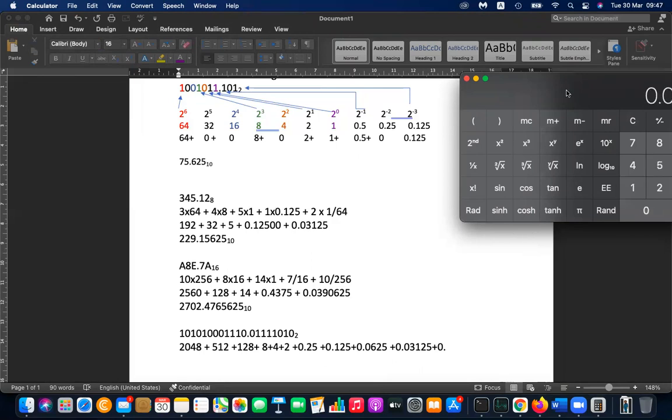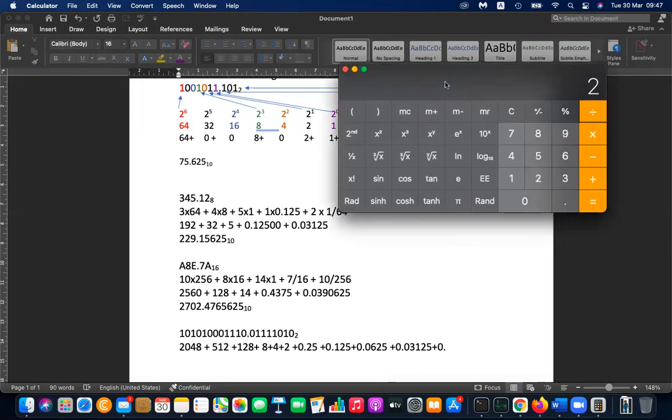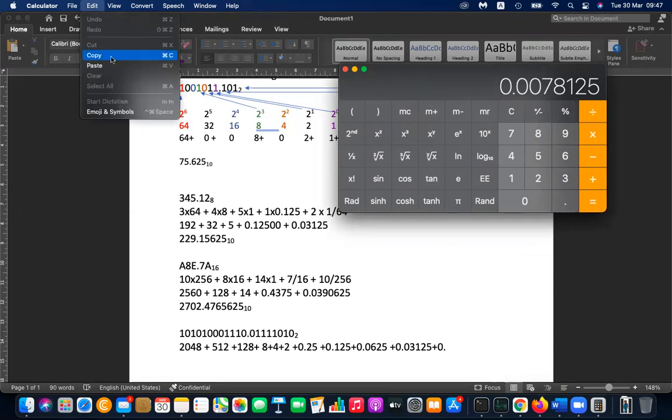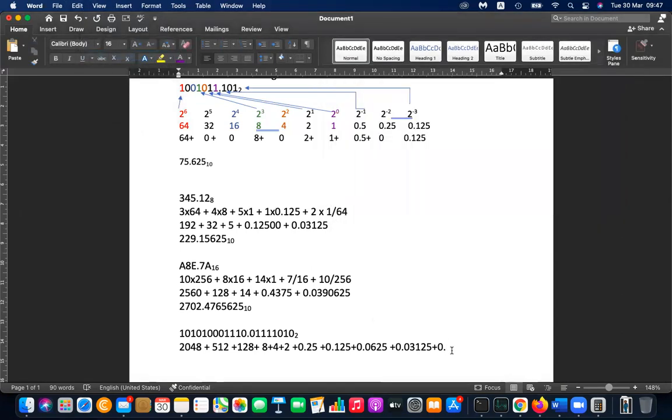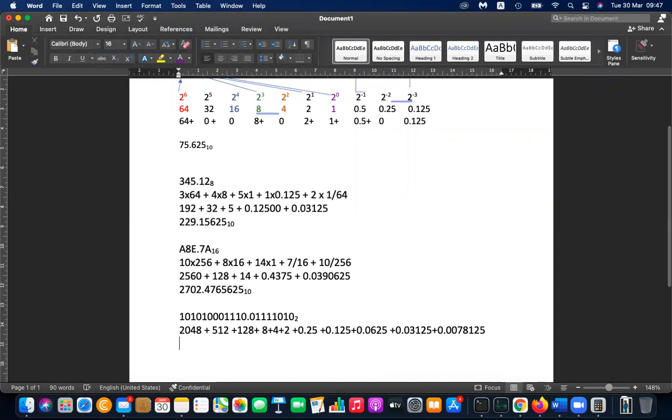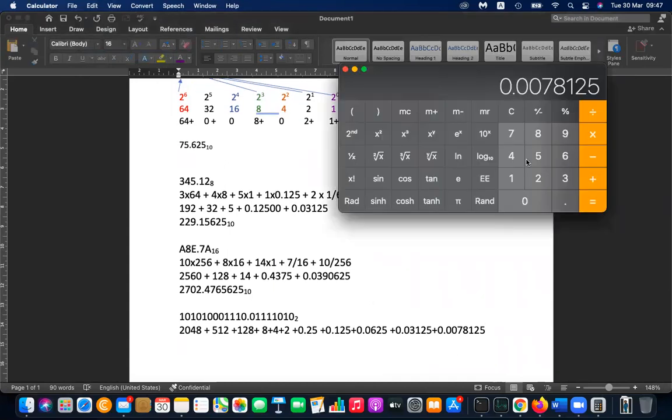So half of that is this, and half of that is this. So this is the value. You won't get this many decimals, but I just tested the method only.